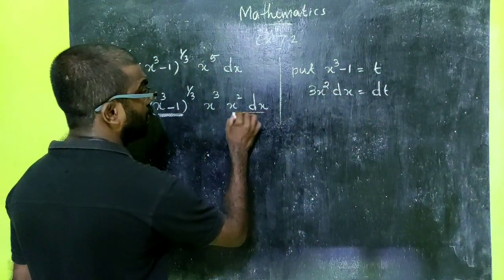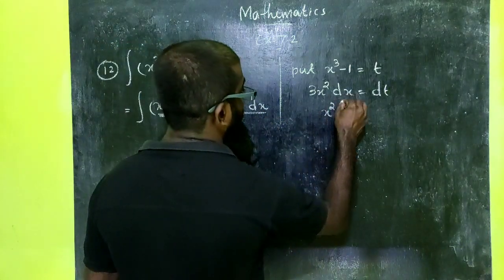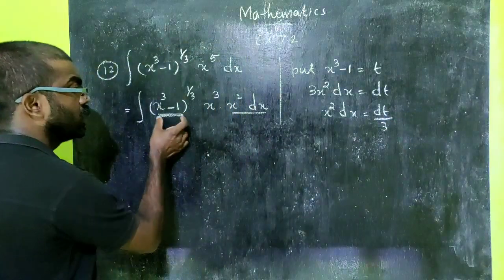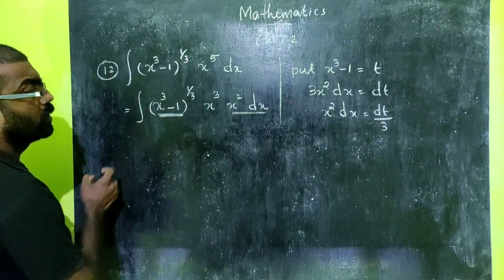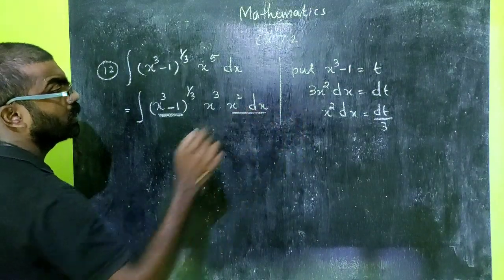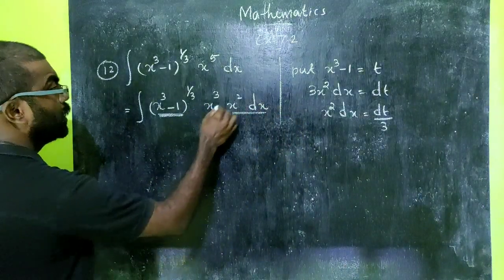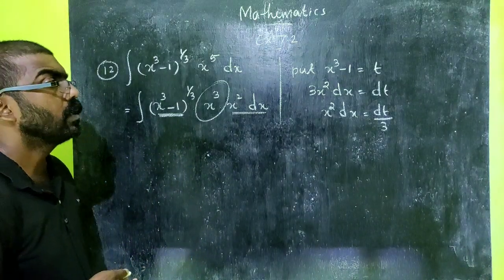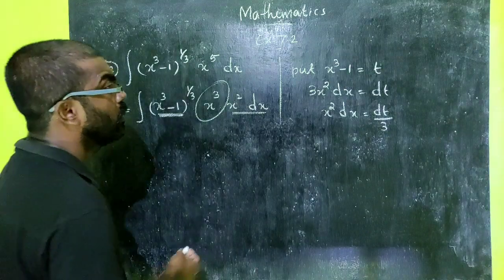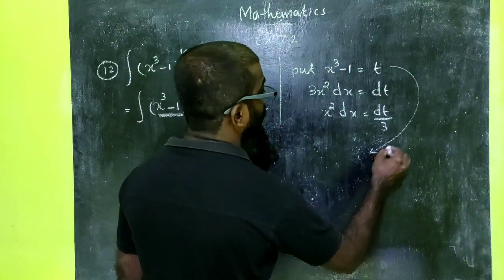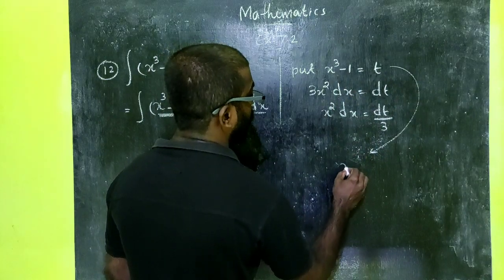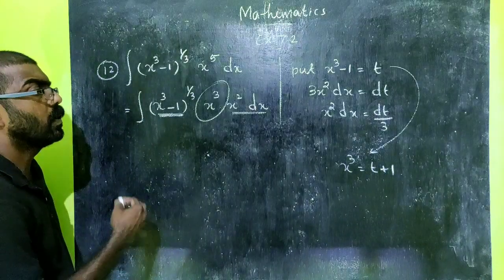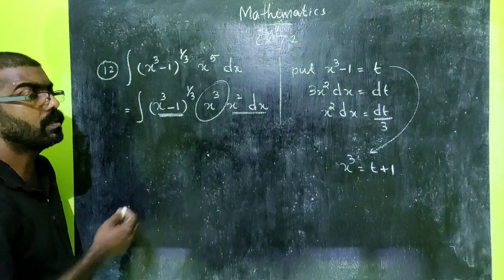Here x square dx is there. So x square dx is equal to dt by 3. So this can be rewritten as t raised to 1 by 3, x square dx is dt by 3. But one more term is x cube. That x cube also we have to convert into variable t. That value we can find from the first step: x cube minus 1 is equal to t implies x cube is equal to t plus 1. Now all the terms are converted into variable t.